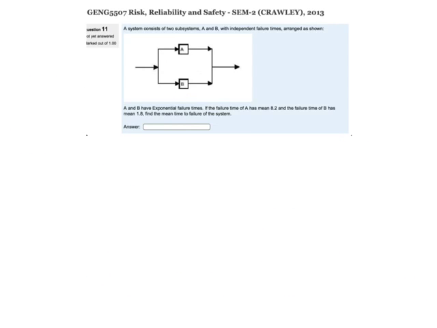This is the last one from the revision quiz 1. It is number 11, and it says a system consists of two subsystems A and B with independent failure times arranged as shown. So it's a parallel system, and A and B have exponential failure times, and the failure time of A has a mean of 8.2 and the failure time of B has a mean of 1.8. Find the mean time to failure of the system.